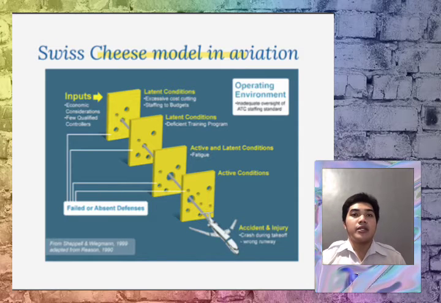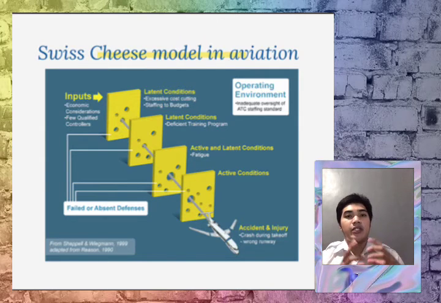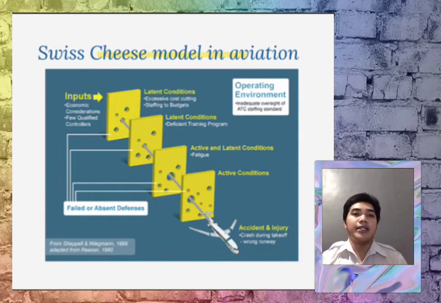In this model, it uses cheese wherein the slices are equal, but unfortunately, they are not perfect. They have different holes in every slice. So that's their imperfections. So what are those imperfections?